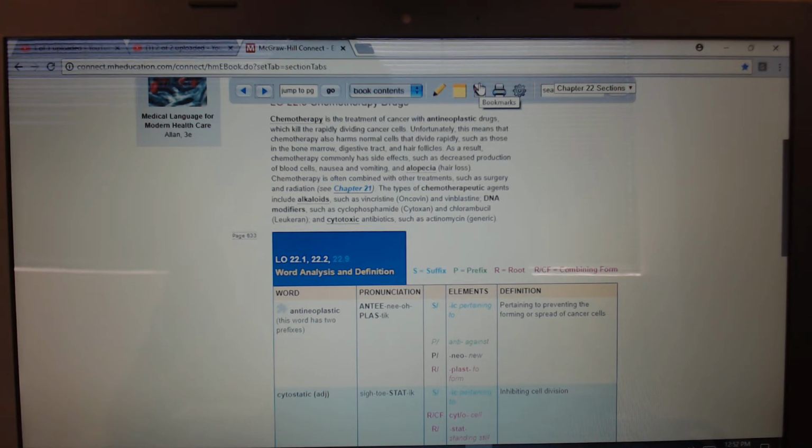The types of chemotherapeutic agents include alkaloids such as vincristine, Oncovin, and vinblastine, DNA modifiers such as cyclophosphamide, Cytoxan, and chlorambucil, which is Leukeran, and cytotoxic inhibitors such as actinomycin, generic.